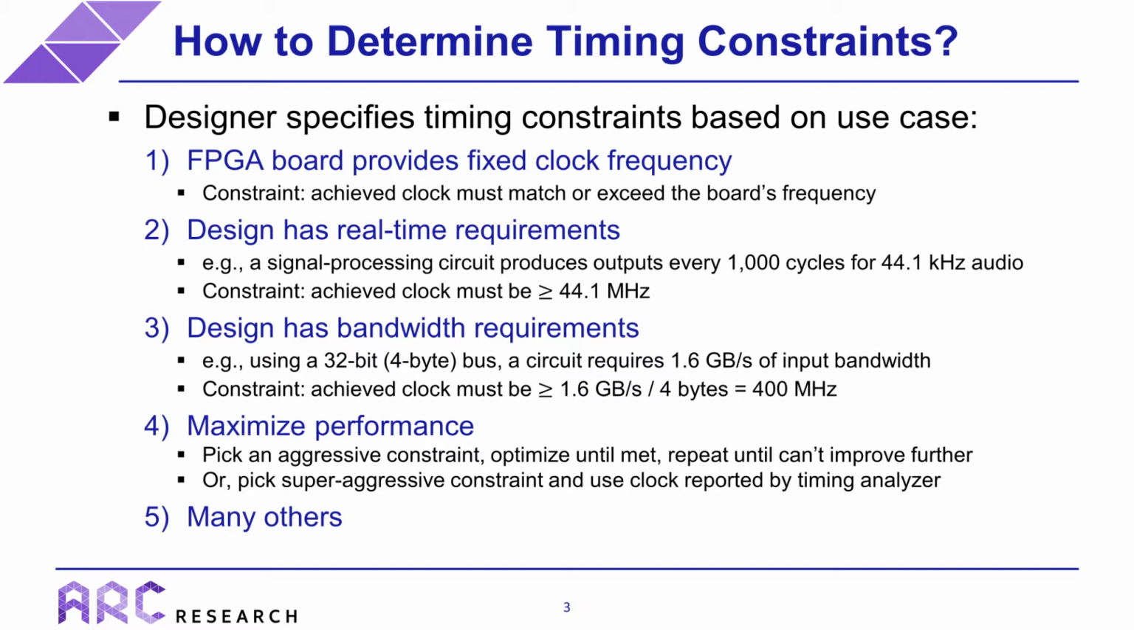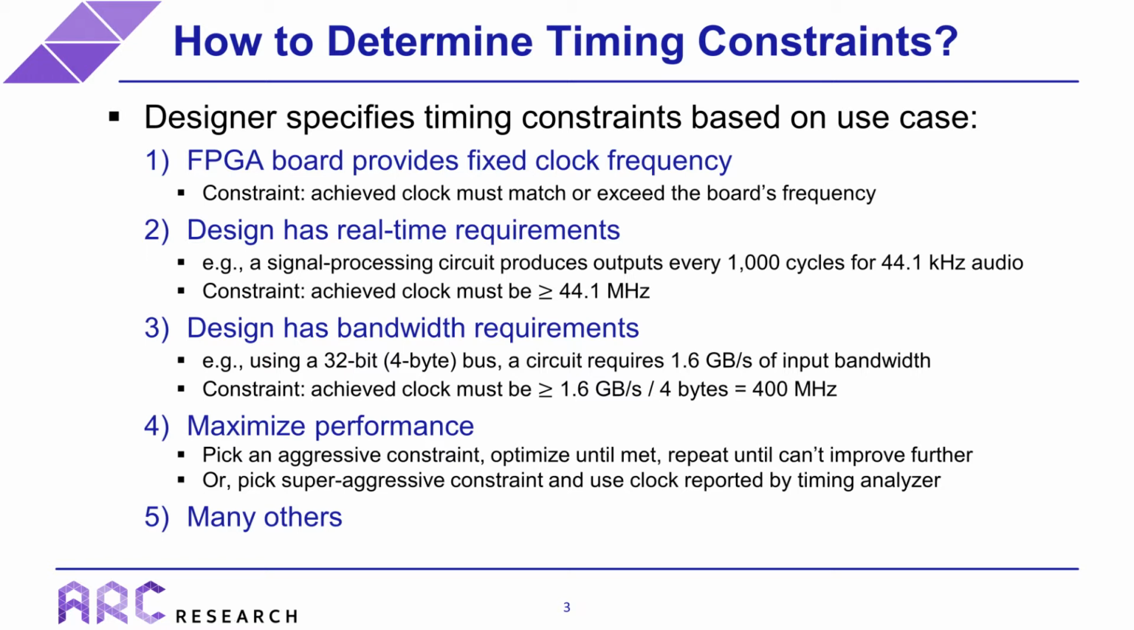Alternatively, it's also reasonably common to pick an aggressive constraint that you don't expect to actually be met, and then just fall back to whatever clock frequency is actually reported as safe by the timing analyzer. However, the issue with this is if you choose too aggressive of a constraint, the reported frequency by the timing analyzer will often be very pessimistic.